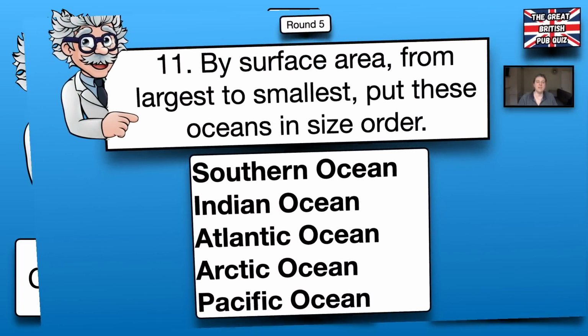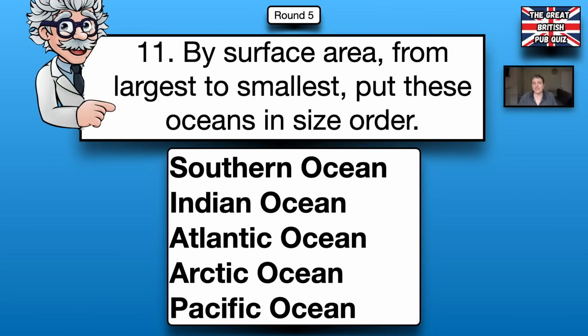Now, number 11. This is worth up to 5 points. By surface area, from largest to smallest, put these oceans in size order. You'll get 1 point for every correct order that you do. You have 30 seconds.